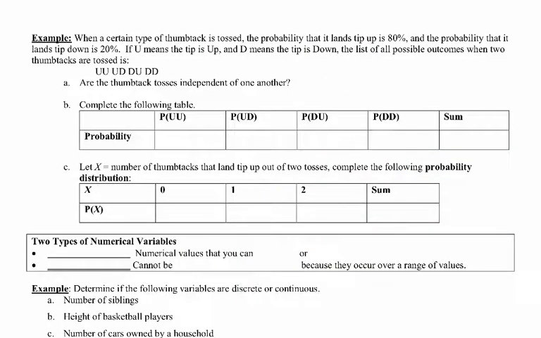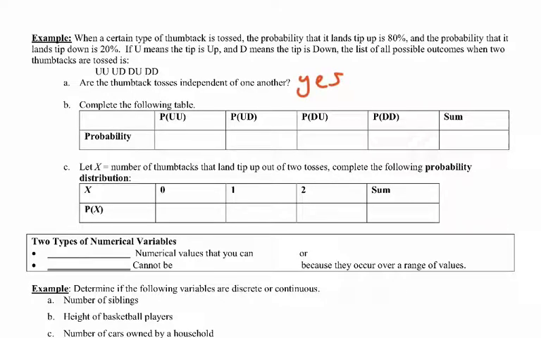Okay, let's look at another example. When a certain type of thumbtack is tossed, the probability that it lands tip up is 80%, and the probability that it lands tip down is 20%. If U means the tip is up and D means the tip is down, list all of the possible outcomes when 2 thumbtacks are tossed. We're assuming that they are independent. The way one tack lands theoretically doesn't impact the way the second tack lands. Either we're doing them sequentially or they're not going to intersect with each other when they hit the ground, so I think we can assume that yes, they're independent.